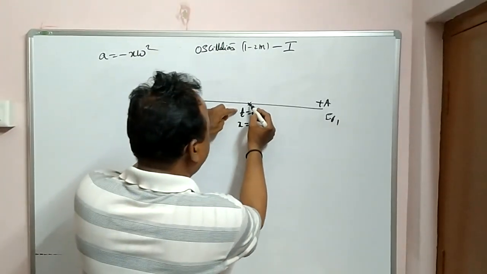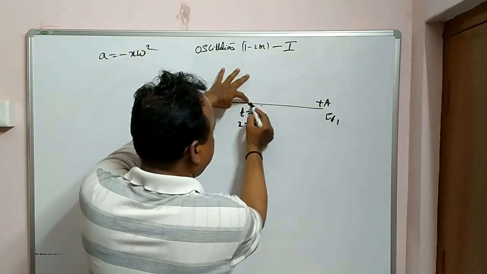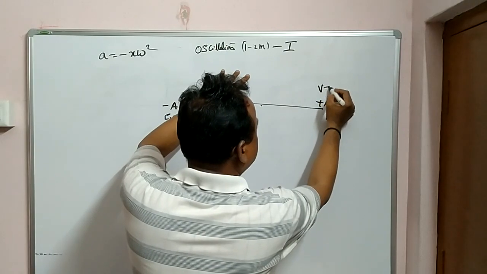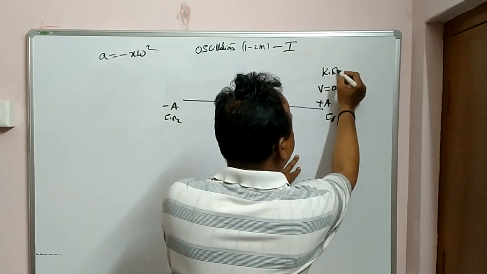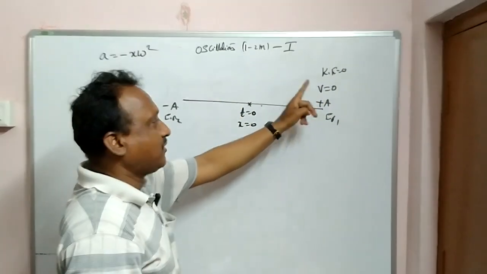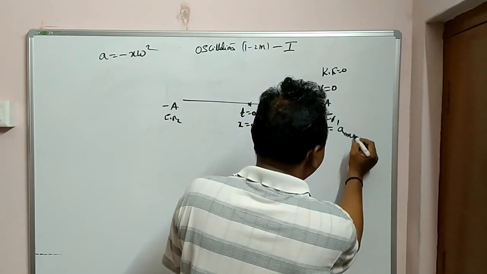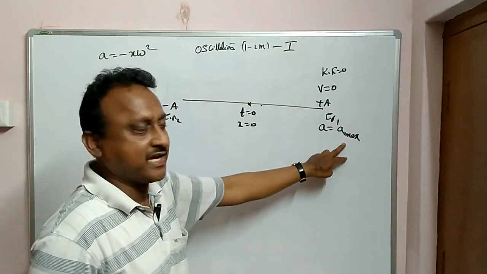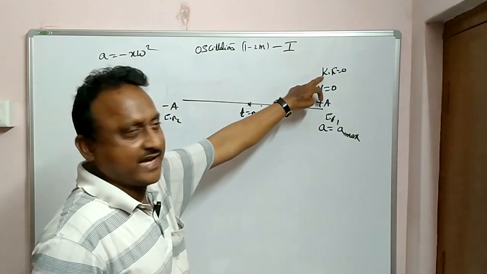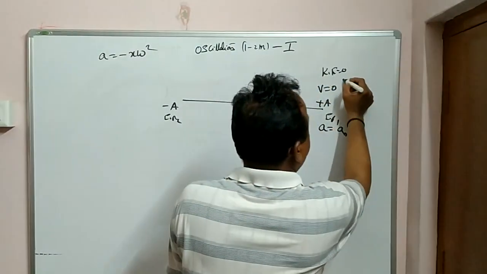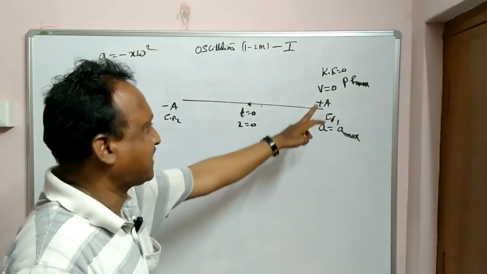See here, for example, the body has started from here at t is equal to 0. Now as it reaches the highest position, generally velocity is 0. When velocity is 0, kinetic energy is also 0. But while velocity is 0, acceleration is maximum here, a is equal to a max. So at the highest position, acceleration is maximum, velocity is 0 and kinetic energy is also 0. Therefore potential energy will be maximum.